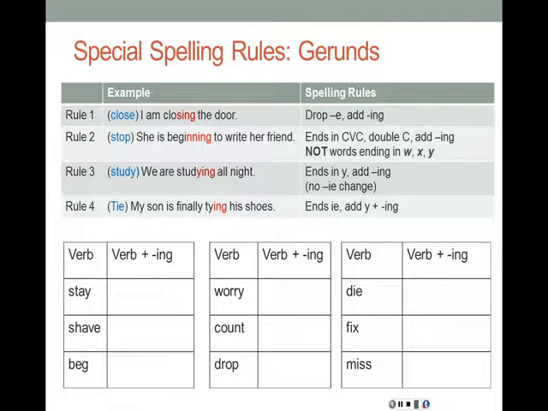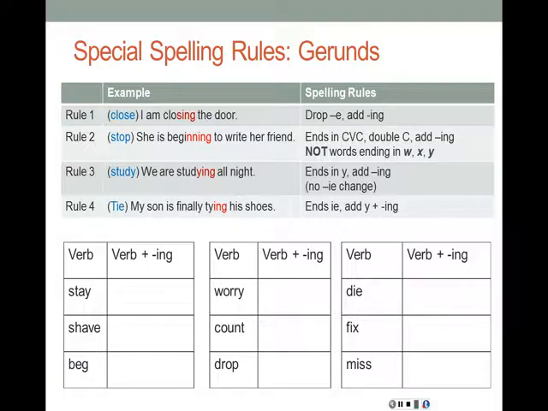We don't do this with words that end in W, X, and Y. After verbs that end in consonant plus Y, we don't change. Normally we have an IE change, but we don't do that with ing form. And then the final rule is if the verb ends in IE, we change that to Y plus ing.